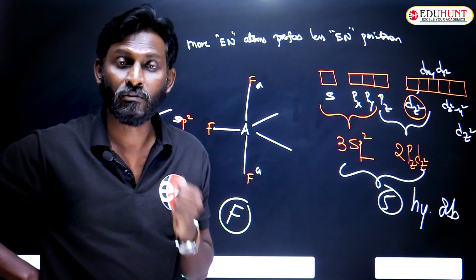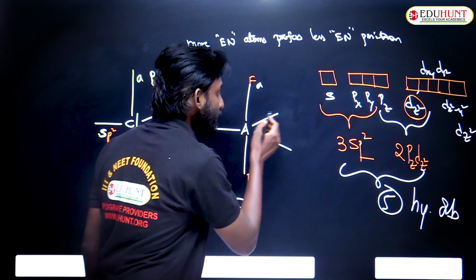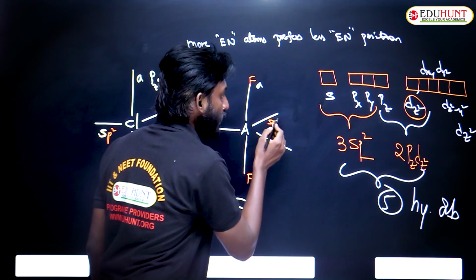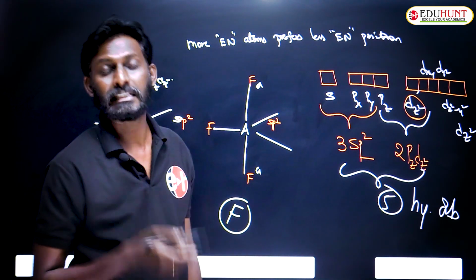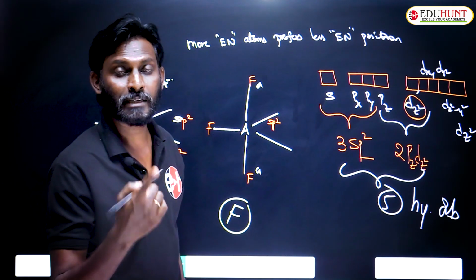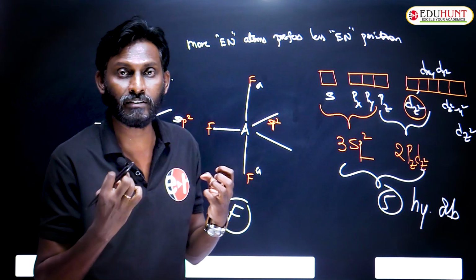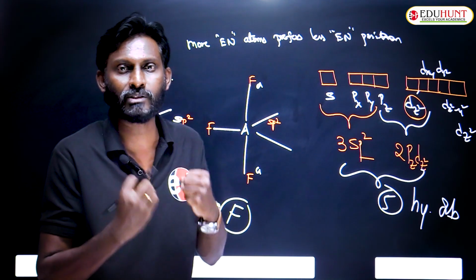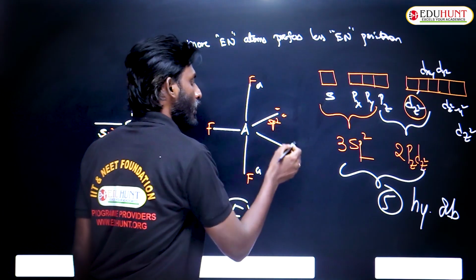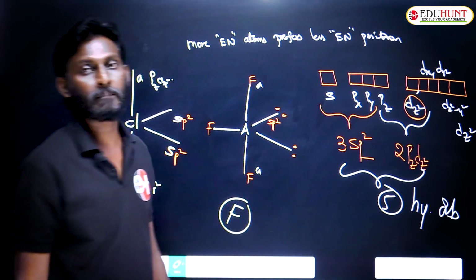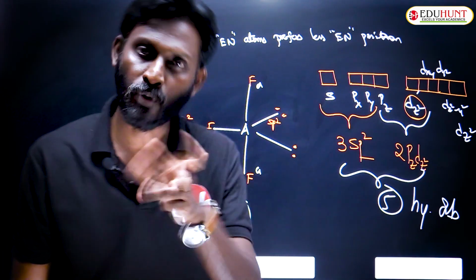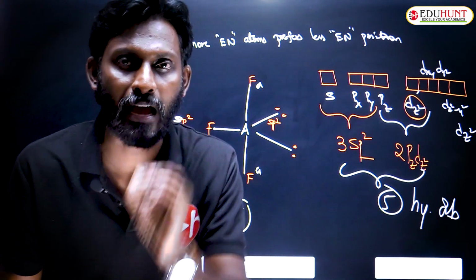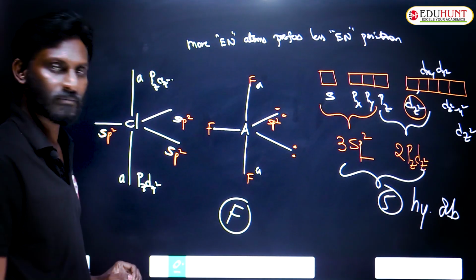Why? Because in this axial bond, what is the hybrid orbital? sp2. S character is there. S character means more electronegativity. More electronegativity means more tendency to hold the electron pairs. So that's why both the lone pairs will prefer axial positions. Are you getting the point?